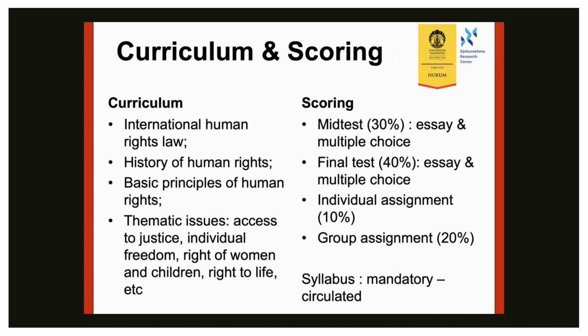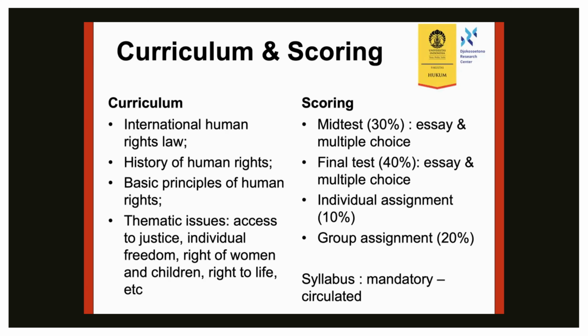And the curriculum and scoring. What we usually give is international human rights law, the history of human rights, basic principles of human rights, and thematic issues. Because we have like 700 students, and we have only 10 lecturers. So it's a burden for both of us, for us as the lecturers as well as for the students, because the course itself is only 2 credits. The students sometimes complain saying that this is 2 credits, but it feels like 10 credits because of the lot of things that we require of them.